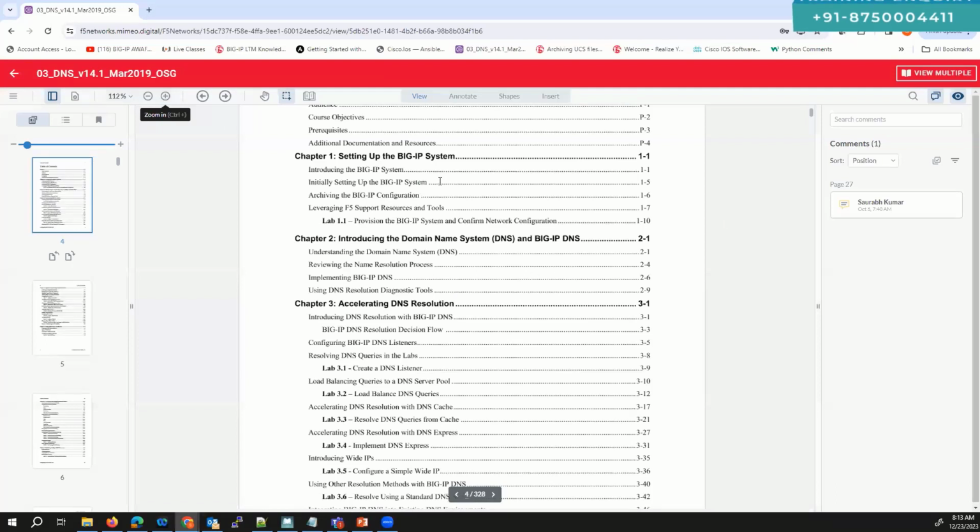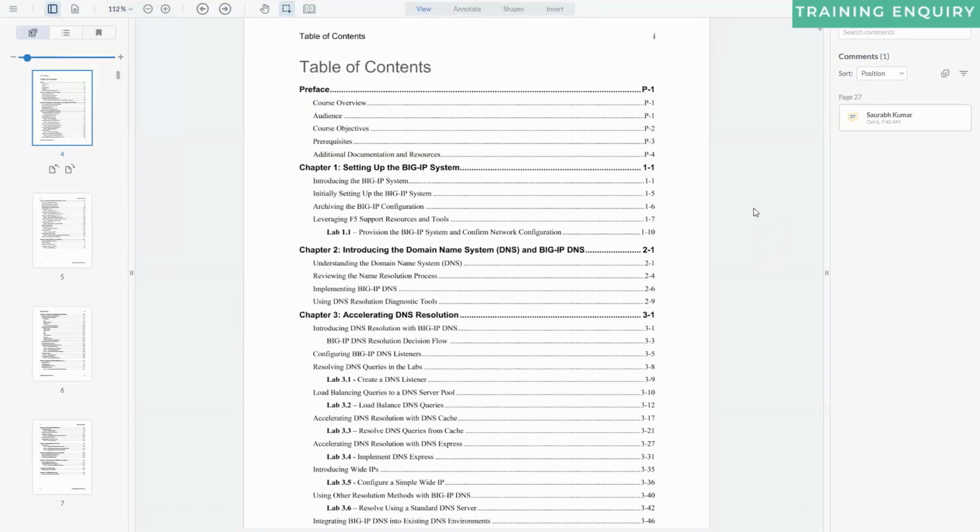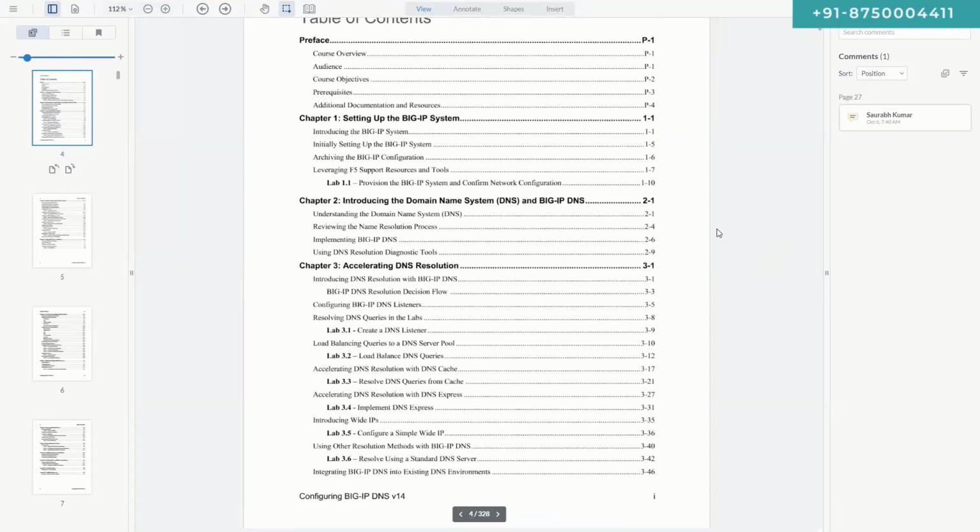Okay, if you look here, let me put it into full screen mode. It has multiple chapters in this training. We're going to start with chapter 1, where I'll cover a little about setting up the BIG-IP system, so that you know how we can set up BIG-IP systems. Although you are already familiar with that, that's my expectation, because all of you already went through the LTM training, and the BIG-IP is common.